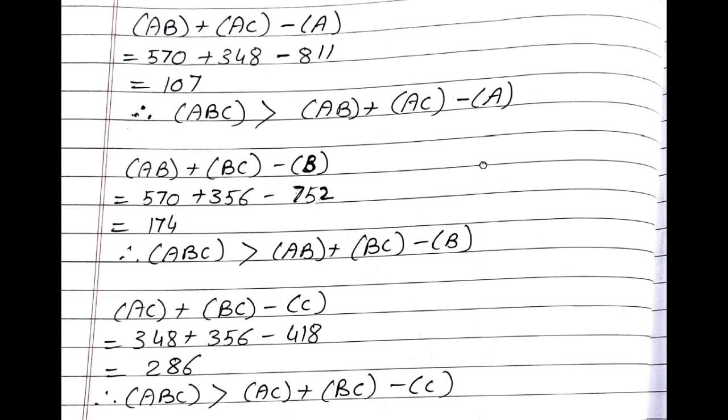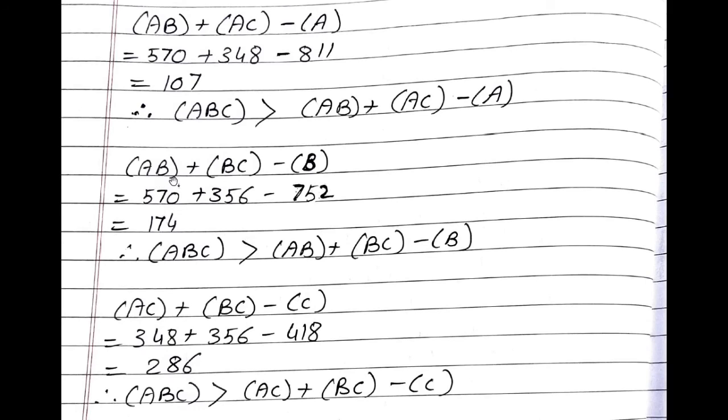The next condition, AB plus BC minus B, we will calculate. 570 plus 356 minus 752. The final answer is 174. Our value of ABC is 297. So again, ABC is greater than AB plus BC minus B.